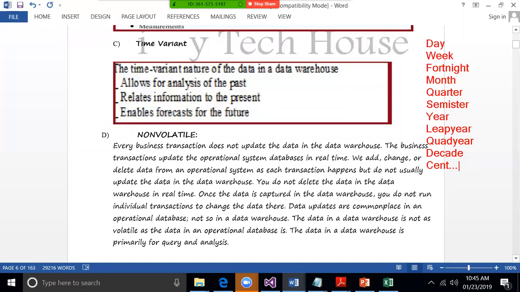This is called date hierarchy. Which hierarchy? Date. Now come to time hierarchy: hour, minute, second, millisecond, etc. This is time hierarchy.